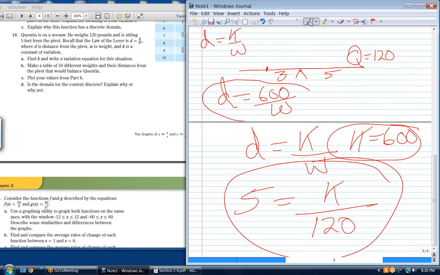If it was 3 feet, has to be 3 times more. No. Use that equation, D equals 600 over W. So then it'd be 3 equals 600 over W. What does W have to be for 600 over W to be equal to 3? Multiply both sides by W. And then divide both sides by 3. Okay. So W equals 200.